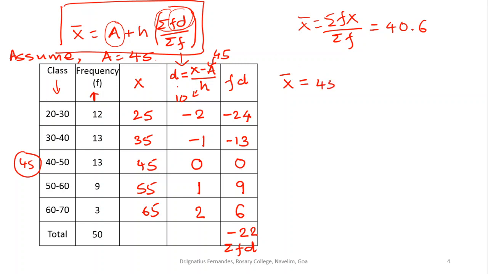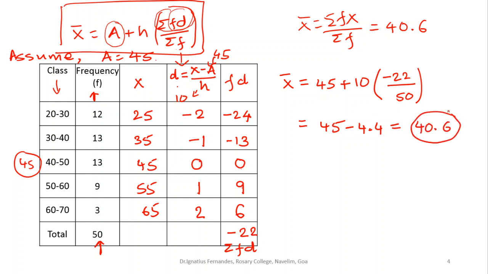Assumed mean is 45 plus h is 10 into summation fd is minus 22 divided by summation f is 50. We just have to simplify this. This will be equal to 45 minus 22 into 10, that is minus 220 upon 50, which is 4.4. So 45 minus 4.4 is 40.6, and this is exactly the answer that we got by the formula we talked about earlier also.